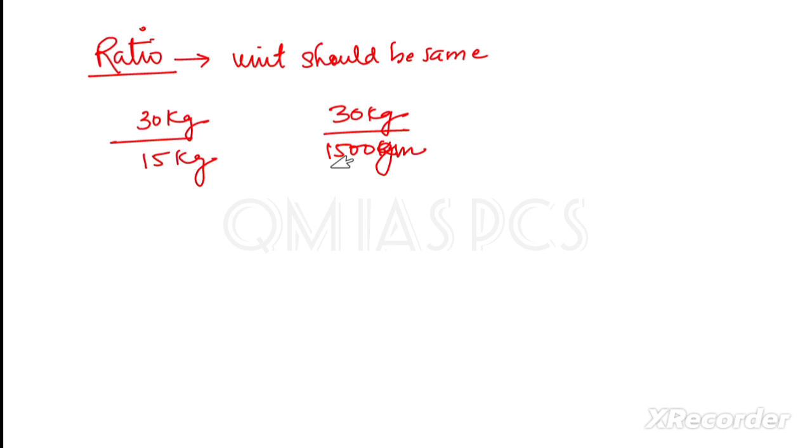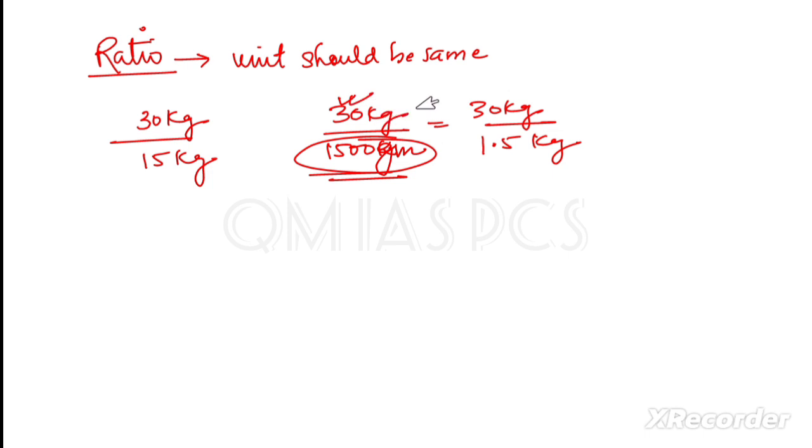We have to first convert this gram to kg, so it is 30 kg divided by 1.5 kg. Or you can convert this kg into gram, then you can solve this one. What I mean is, we have to make the unit the same, whether kg, gram, meter, centimeter, whatever it is. So ratio means we have a comparison, we have to compare two similar things, not dissimilar things.